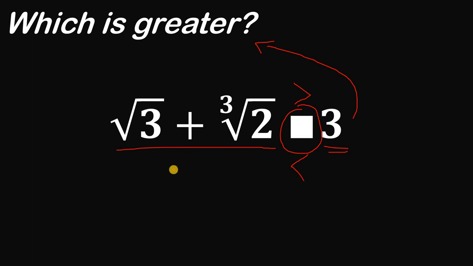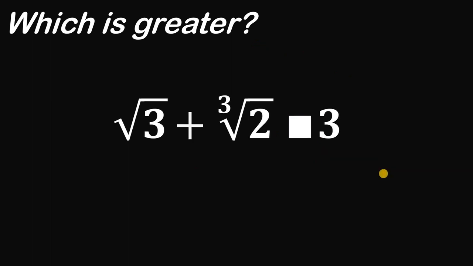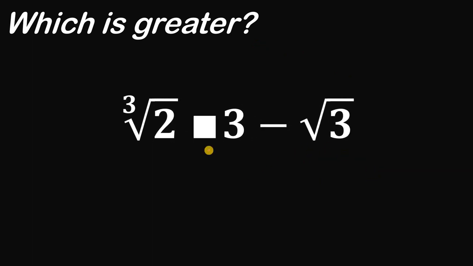Now, if we subtract the square root of 3 on both sides, the inequality doesn't change. In the first case, if the left side is greater than the right side and we subtract the square root of 3 on both sides, the left side must still be greater. And this is also true when the left side is less than the right hand side. So let's subtract the square root of 3 on both sides. We now have the cube root of 2, and we don't know if this is greater than or less than 3 minus the square root of 3.